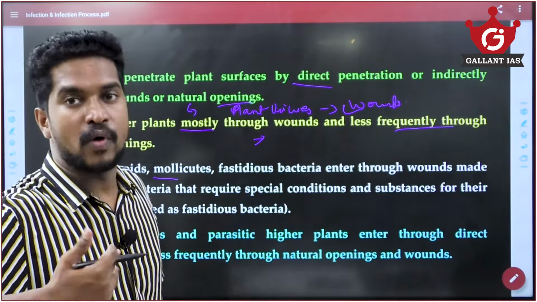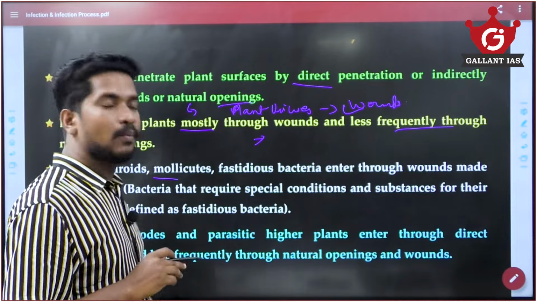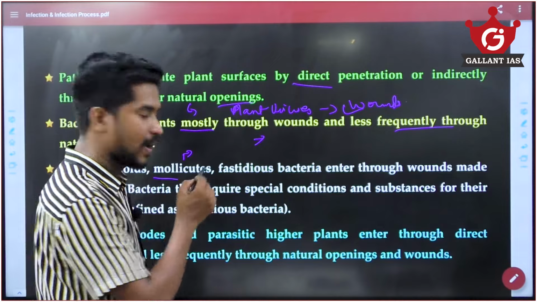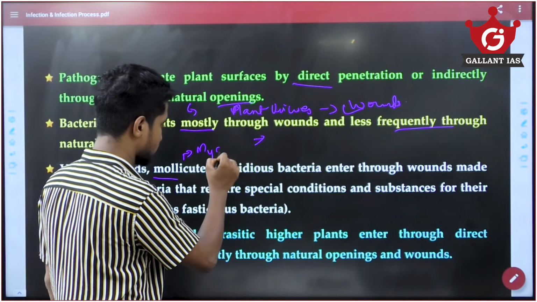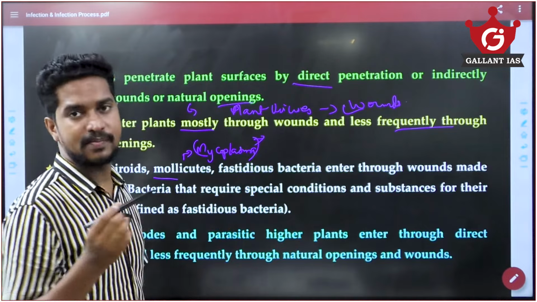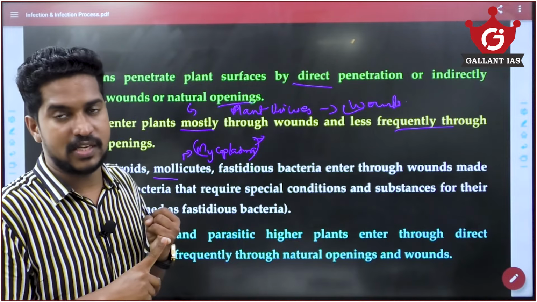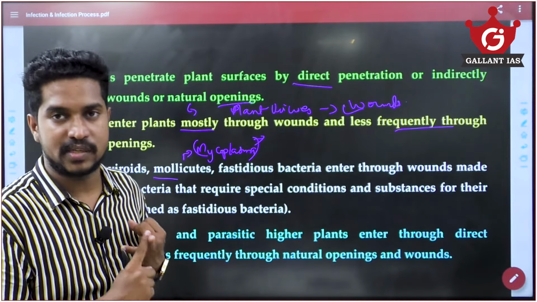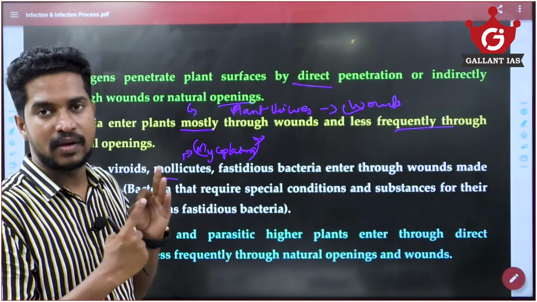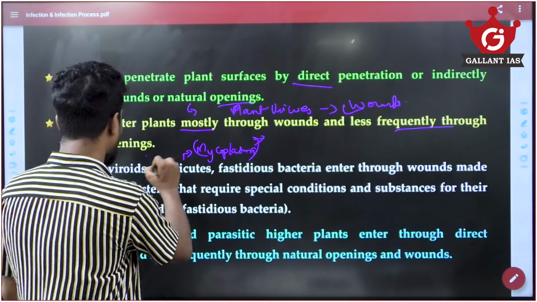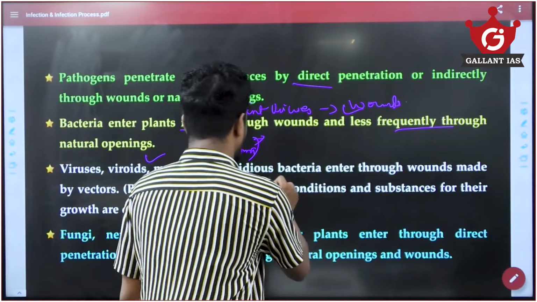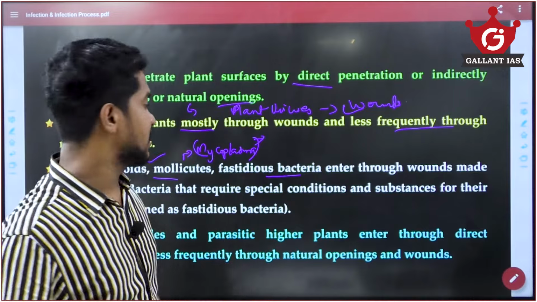Viruses, viroids, molecules. What do you mean by molecules? The other term for mycoplasma. Under the microbiology part, we have discussed the structure and multiplication of viruses, viroids, and mycoplasma. So viruses, viroids, mycoplasma, fastidious bacteria.